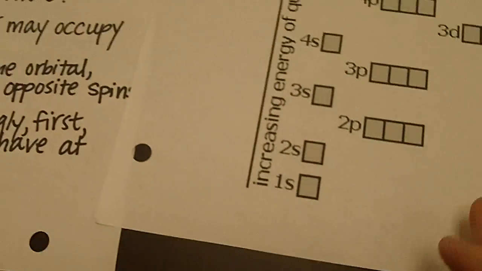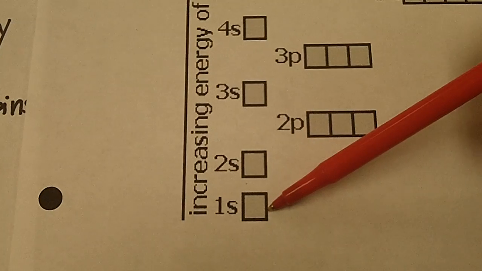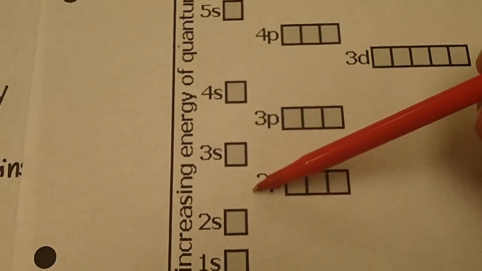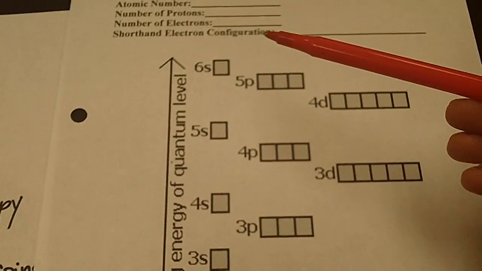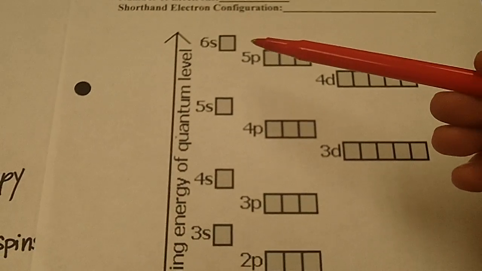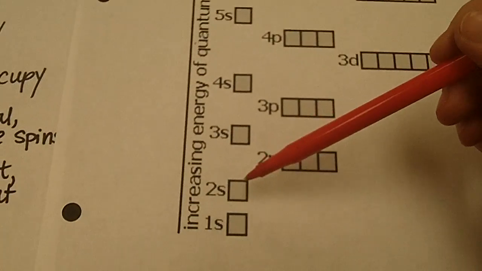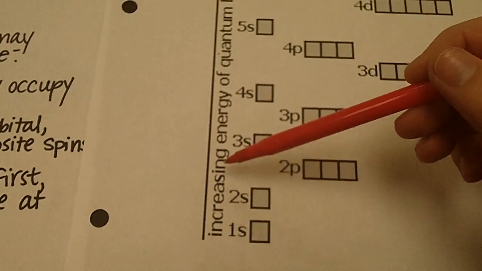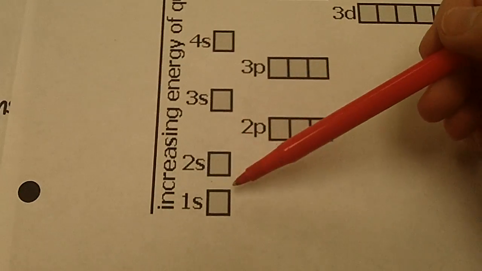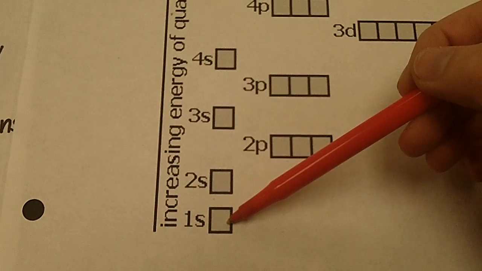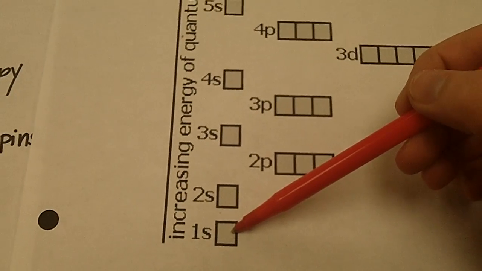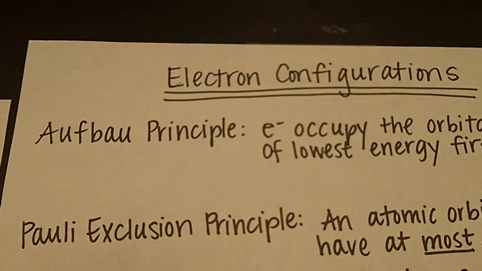So what that means is when you go to fill these Aufbau diagrams, you're going to start from 1s, and then you're going to travel all the way up to 8s, actually. As I mentioned in the lesson, this only goes to 6s. But this is increasing energy, so you have to enter your electrons starting with the lowest energies first. Okay, so that's all that one is saying.